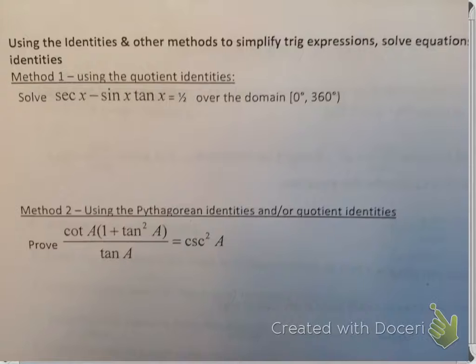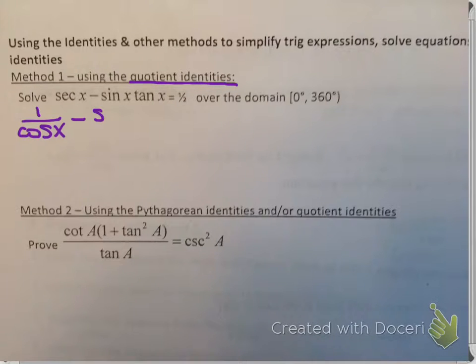So if you look at this new equation on method 1, we're going to use our quotient identities, and we can use our quotient identities whether we're solving, proving, or simplifying. So we're combining the different methods with the different uses. This equation has 3 different trig functions in it, which means as of right now we would not have been able to solve it. But if I use my quotient identities, then I can replace secant with 1 over cosine of x.